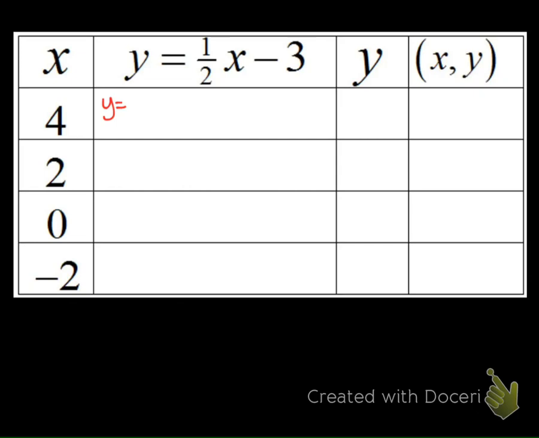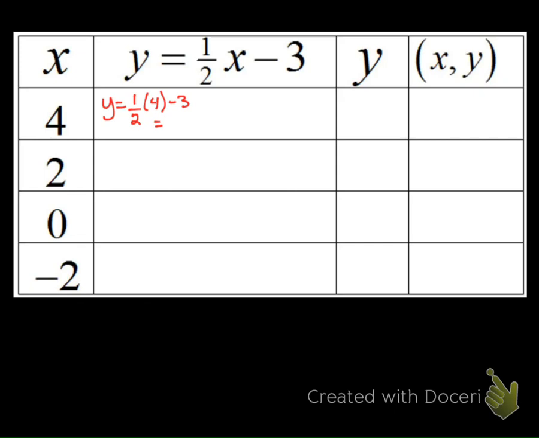So y equals 1/2 times x minus 3. What am I going to substitute for x here? Good. So it's going to be 1/2 times 4 minus 3. On our opener the last couple of days, we worked with fractions times whole numbers. So you can either type it into your calculator, 1/2 times 4, and it will give you the answer, or just work it out how I do.